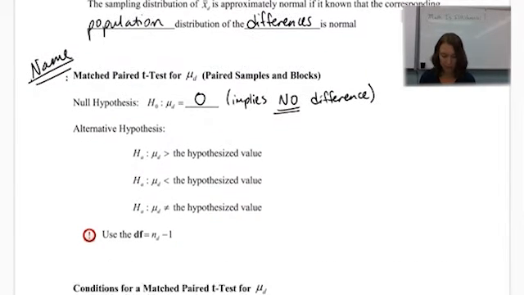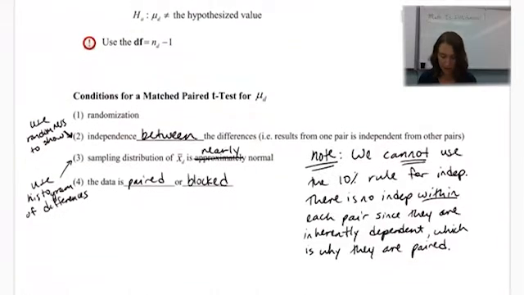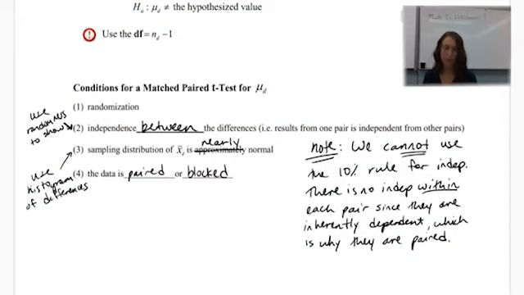An alternate hypothesis would be that mu sub D is either greater than the hypothesized value, less than, or not equal to. And for our degrees of freedom, we're going to use n sub D minus 1. Our conditions for a matched paired t-test for mu sub D are: 1, randomization. Just like always, we want to make sure that our sample is random. Number 2, independence between the differences. So one pair is independent from the other pairs. We're going to use randomness to show this.